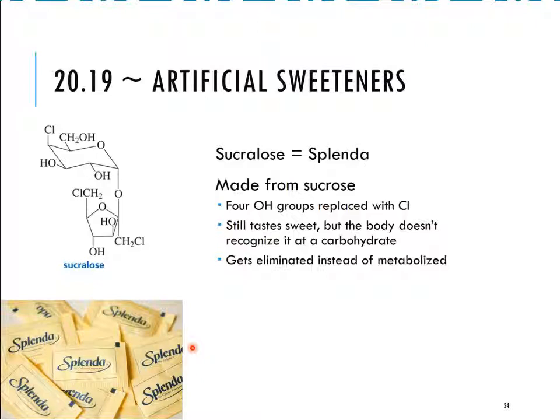All right, last topic is looking at artificial sweeteners. So we know carbohydrates are different types of sugars depending on where they're found. We also know that there are a lot of artificial sweeteners out there. One that's more new is called Splenda. Its more chemical name is sucralose, and sucralose is made from sucrose. The difference though is that it has chlorines on it. So 4 of the alcohol groups have been replaced by chlorines.